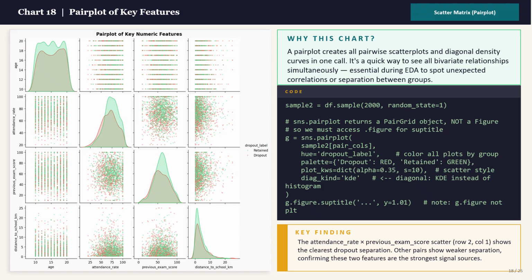So we have the code once again, and there is a comment that clearly states that sns.pairplot returns a PairGrid object and not a figure, so we must access .figure for the subtitle. And the key finding was that the attendance rate and previous exam score scatter, which is row 2 and column 1, shows the clearest dropout separation. Other pairs show weaker separation, and this confirms that these two features are the strongest signal sources.